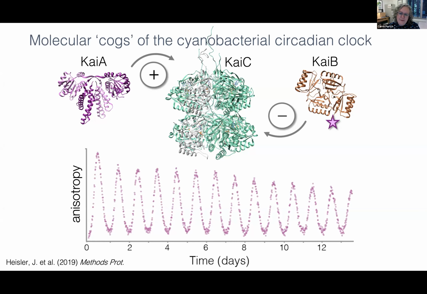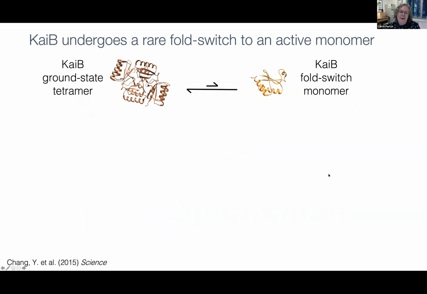And so this is where fold switching enters the stage, and it really hinges on Andy LiWang's amazing discovery several years ago that, even though you look at KaiB as a ground state tetramer, any way in which you characterize it spectroscopically, crystallographically, it really looks like a dimer or a tetramer, he discovered that it makes a rare transition to a fold switch monomer.